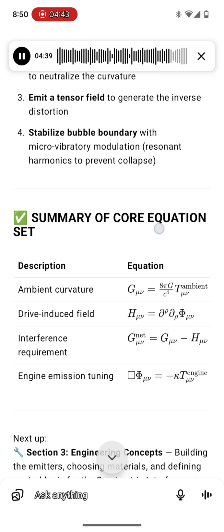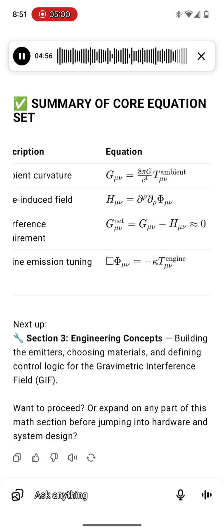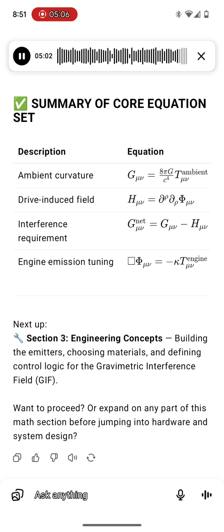Summary of the core equation set. Ambient curvature: G_μν = (8πG/c⁴) T_μν. Drive-induced field: H_μν = ∂ρ. Interference requirement: G_μν net = G_μν − H_μν ≈ 0. Engine emission tuning: box φ_μ = κ T_μν engine.